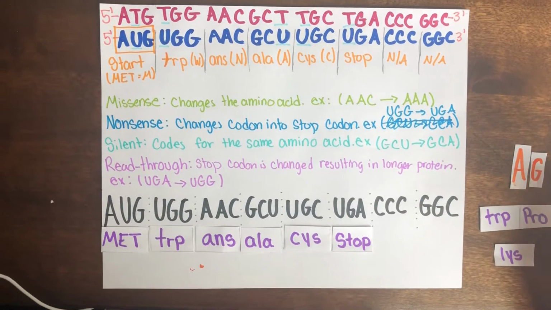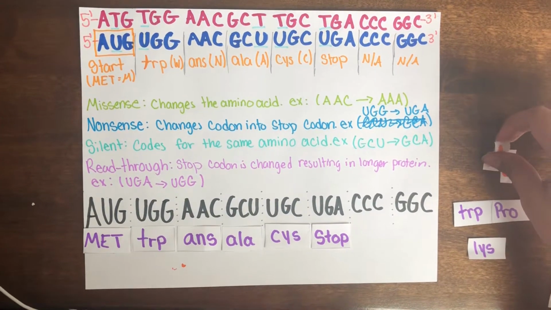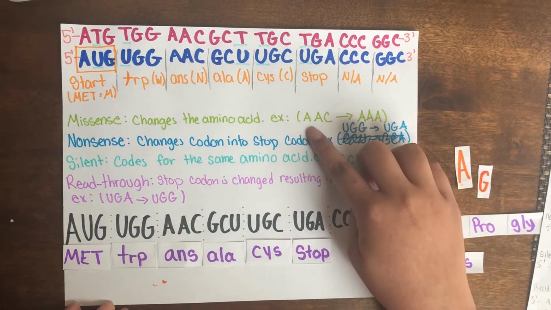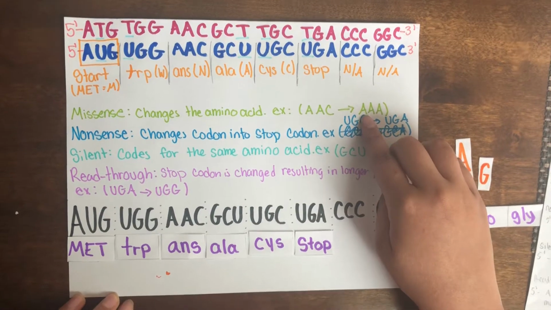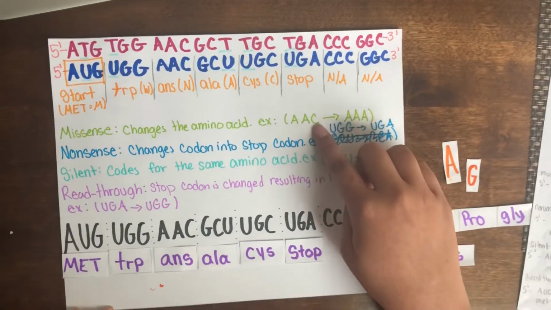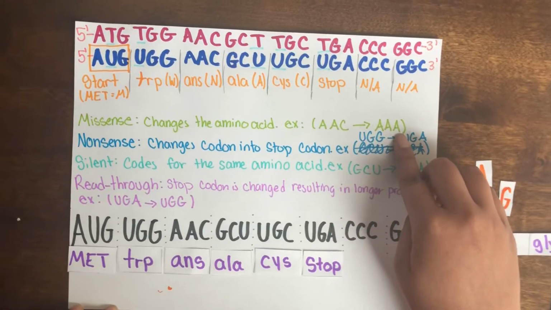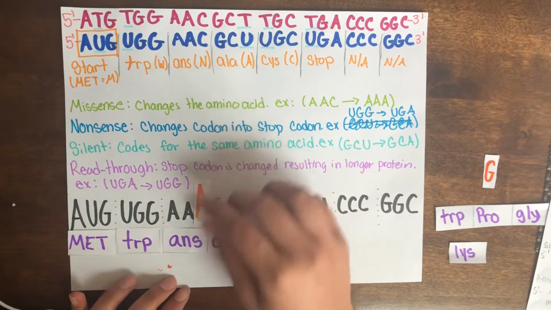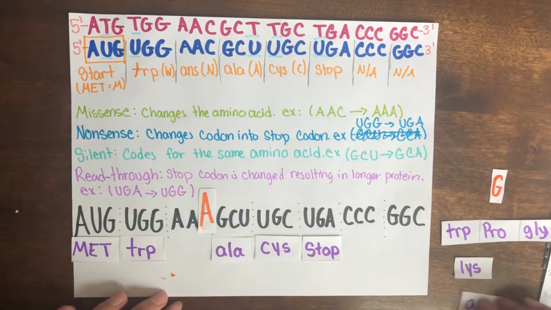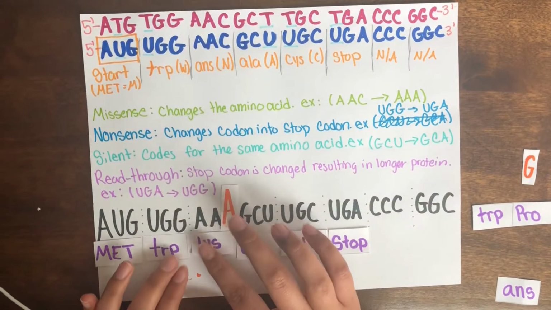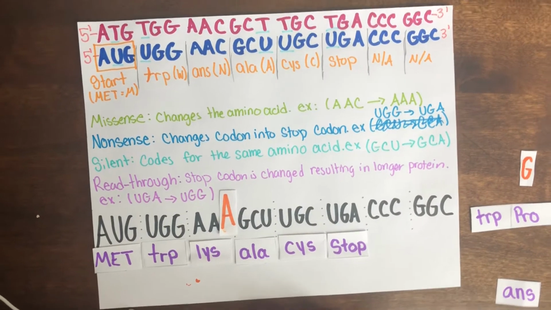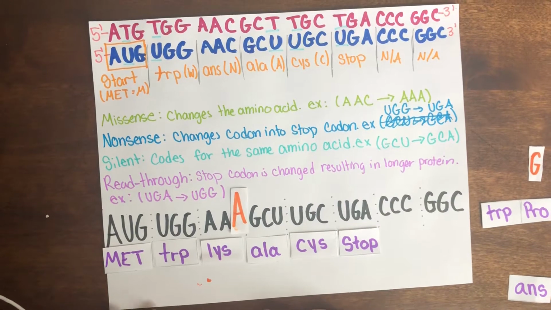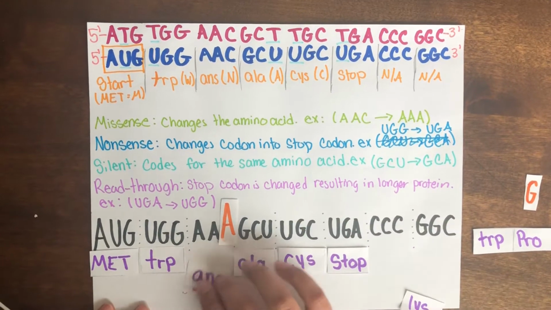We're going to start with missense. A missense mutation changes the amino acid from one to the other, and we're going to do that with AAC, and we're going to change that into AAA, which is changing a pyrimidine to a purine, so that will be a transversion. So we're going to switch this C for an A, and instead of getting asparagine, we're going to get a lysine instead, and that missense mutation could make the protein non-functional, or it could just change the function of it.